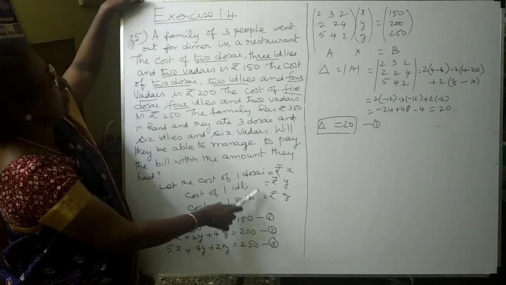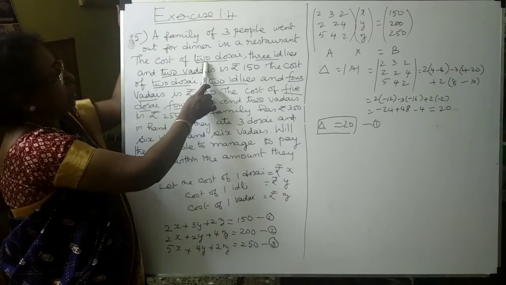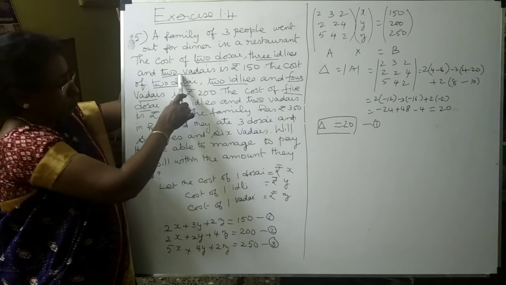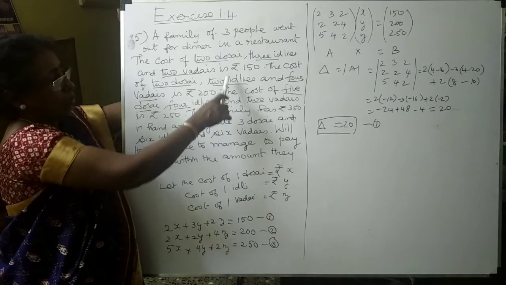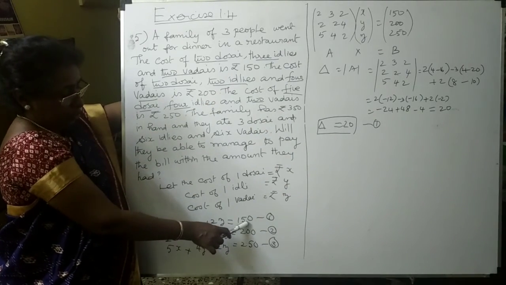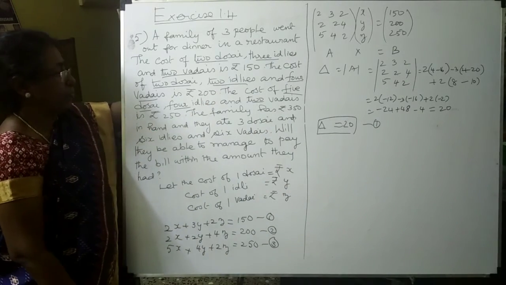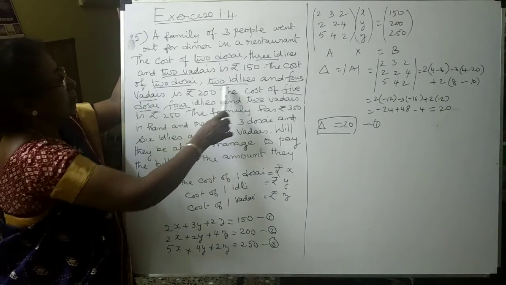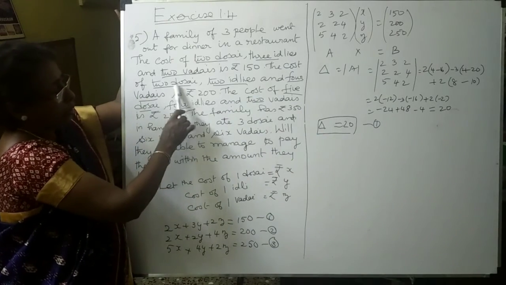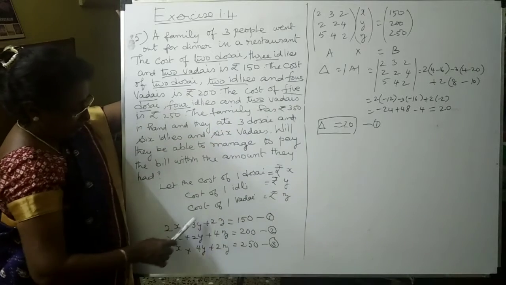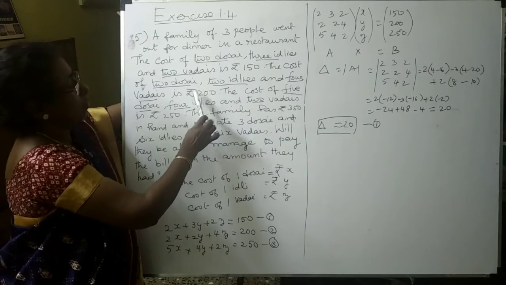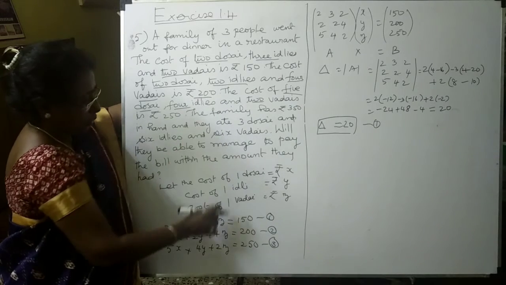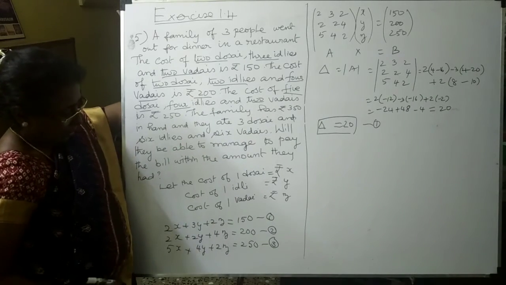So the first person is eating 2 dosai, 3 idlis and 2 vadai. So 2x plus 3y plus 2z, and they spent 150 rupees, so it is equal to 150. Secondly, the cost of 2 dosai, 2 idlis and 4 vadai is 2x plus 2y plus 4z, which is equal to 200 rupees.